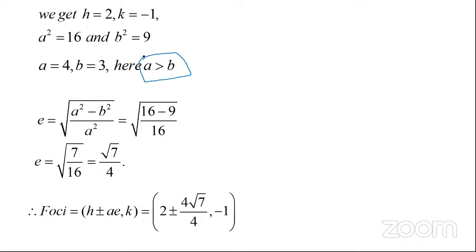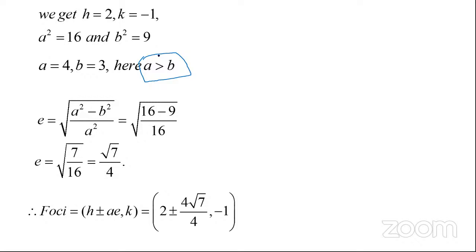And foci is nothing but h plus or minus ae comma k, where a is greater than b. If a is less than b, h comma k plus or minus b e is the foci for the respective ellipse. So that is the difference between a greater than b and b greater than a. That is h plus or minus ae comma k. Then h value is 2, plus or minus, a value is 4 and e value is root 7 by 4.